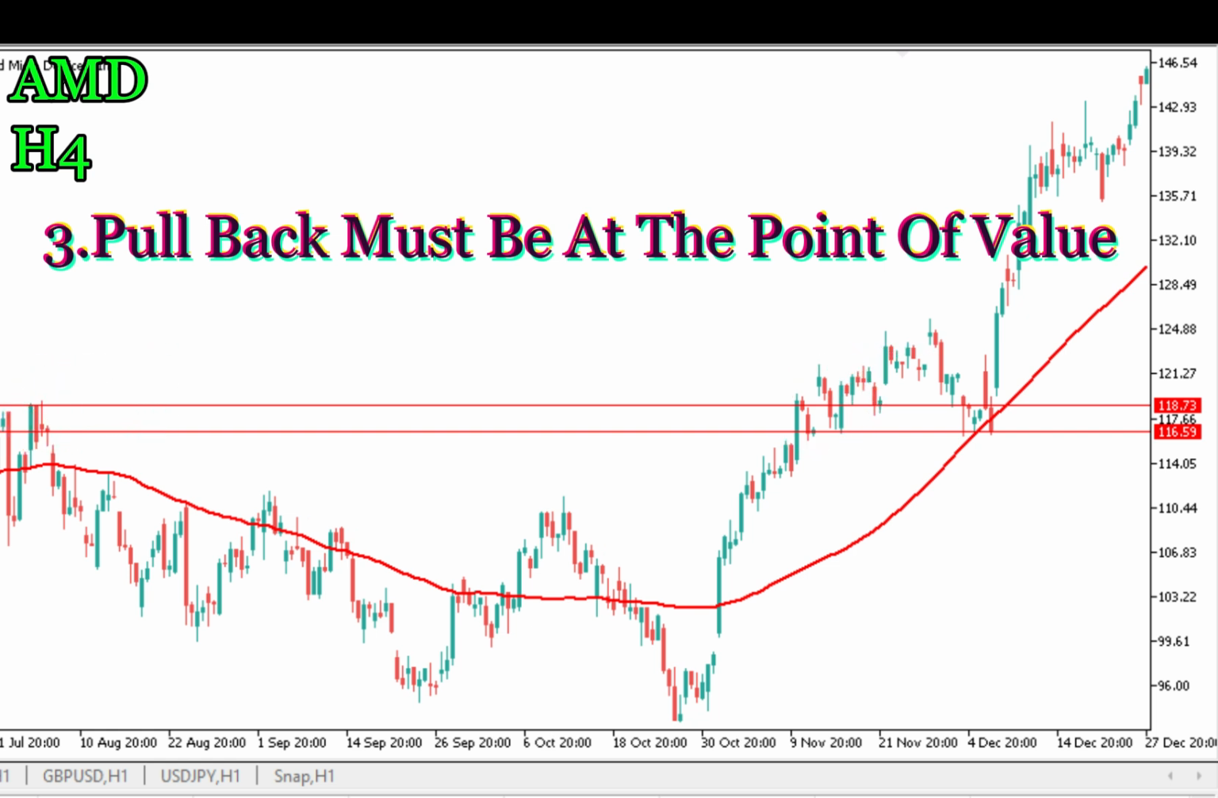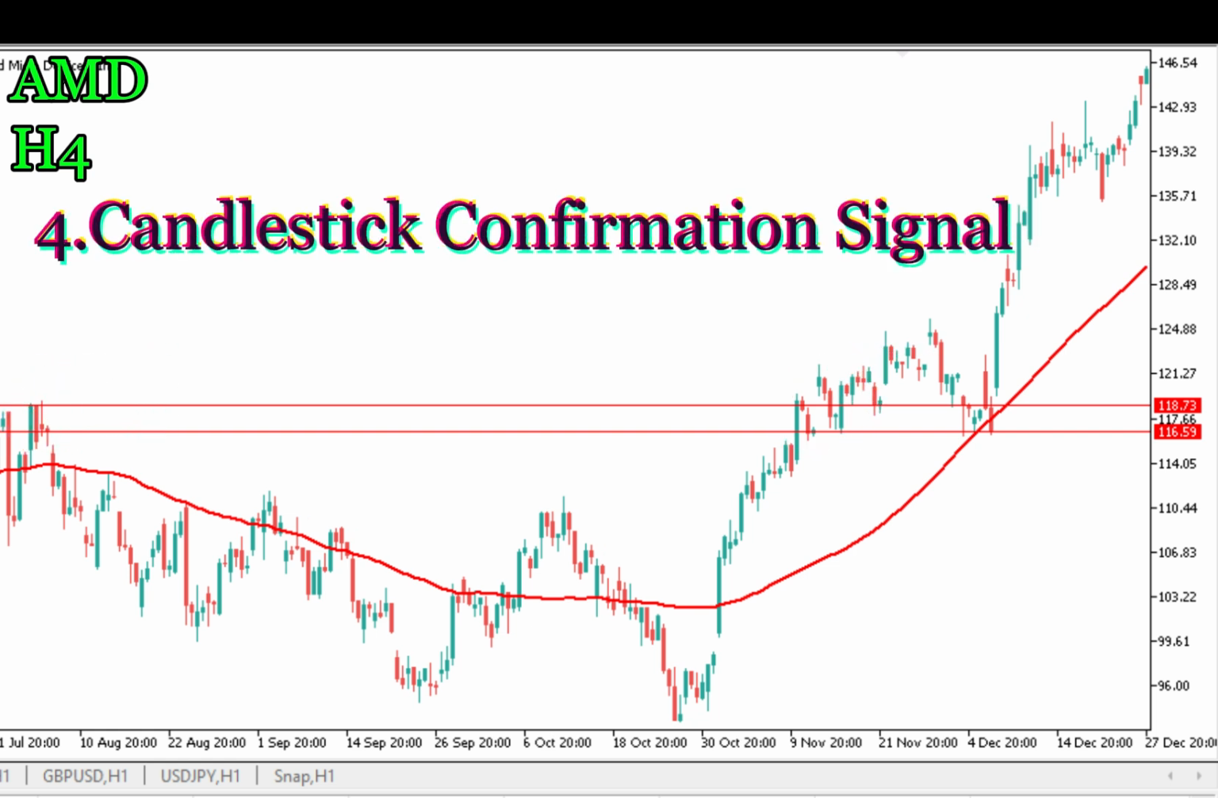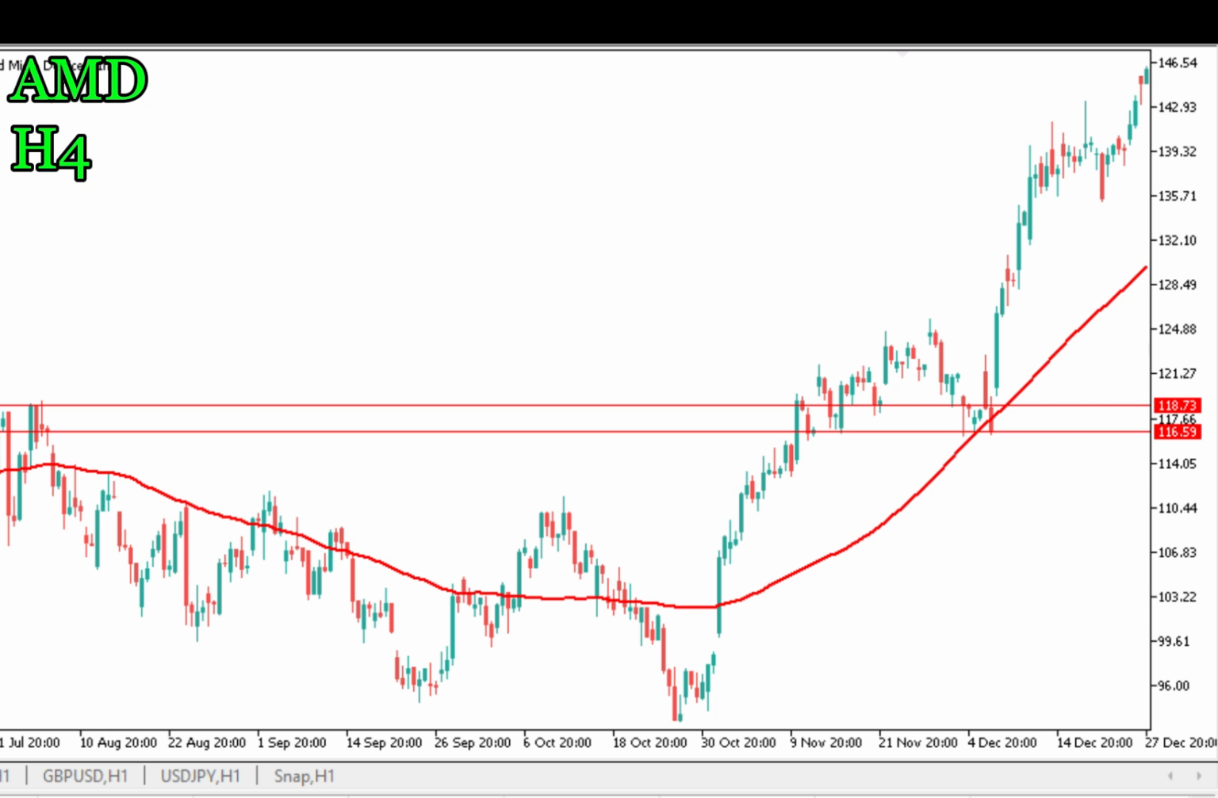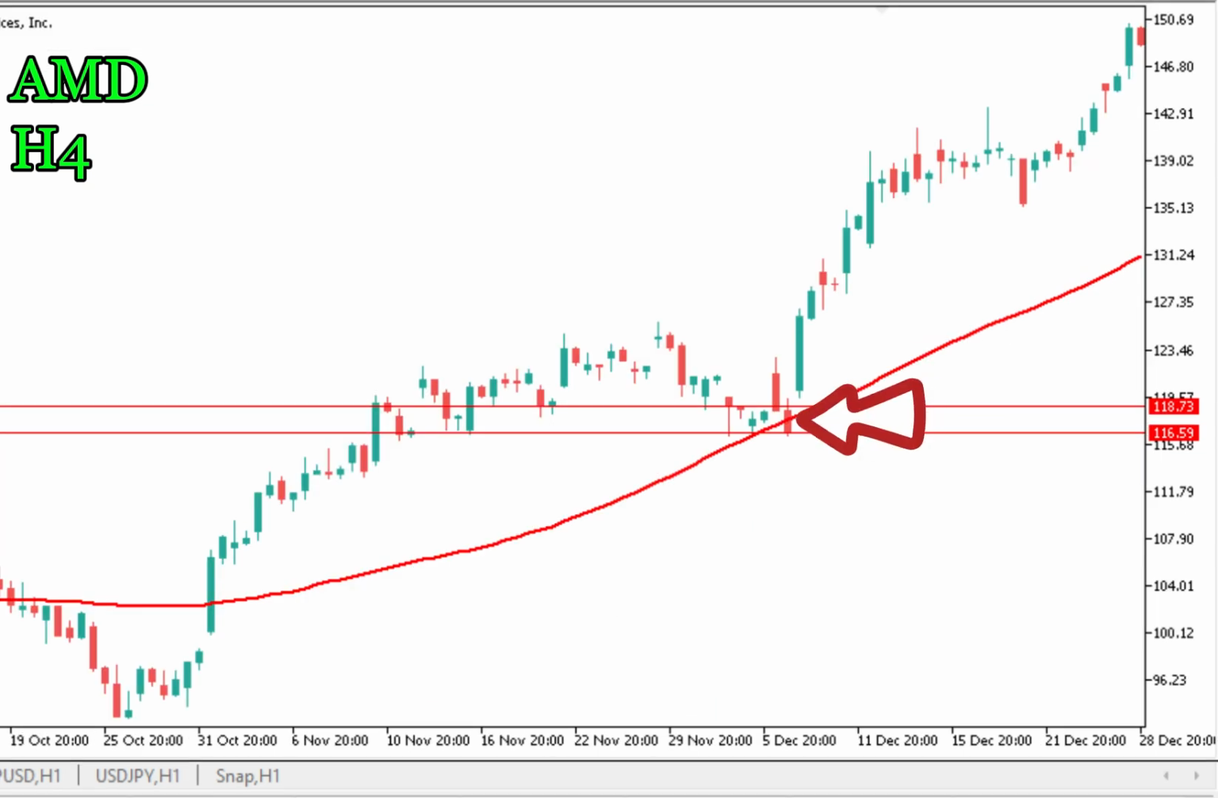The last condition is we wait for a candlestick confirmation signal. As you can see right here, price formed a morning star-like signal. Let me first zoom in such that you can see this point clearly. As you can see, this is the morning star-like signal. So when that happens, it means we have seen our confirmation signal.